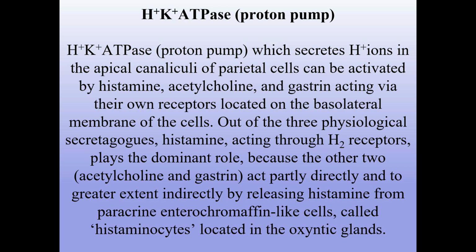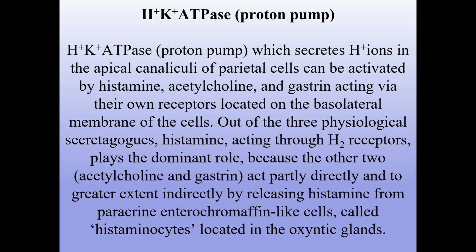Hydrogen potassium ATPase proton pump, which secretes hydrogen ions in the apical canaliculi of the parietal cells, can be activated by histamine, acetylcholine, and gastrin, acting via their own receptors located on the basolateral membrane of the cells.